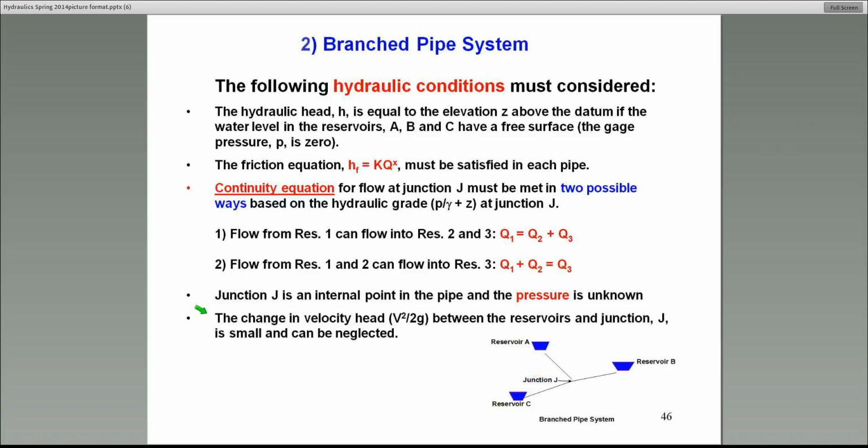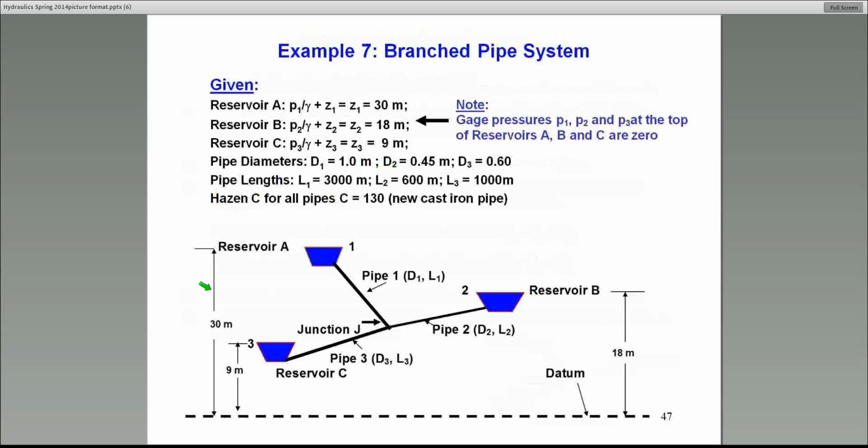We're going to neglect the velocity head, as I pointed out to you. And J is an internal point. As I just said, the pressure is unknown. It will never be known. And that's not what we are interested in. We're only interested in the total hydraulic head. And let's look at a problem, and that'll elaborate this further.